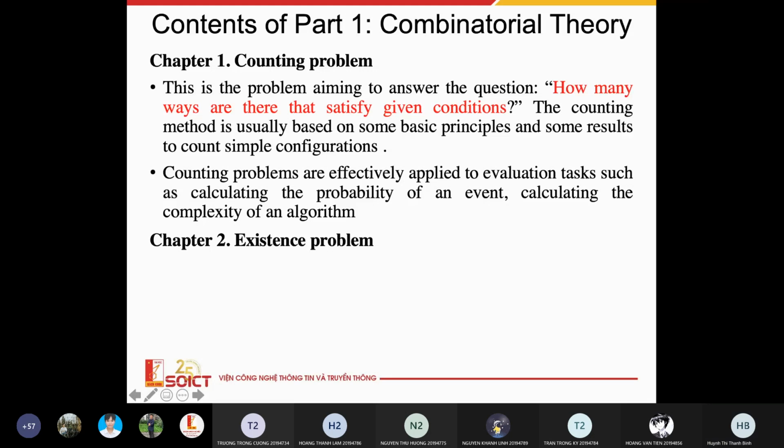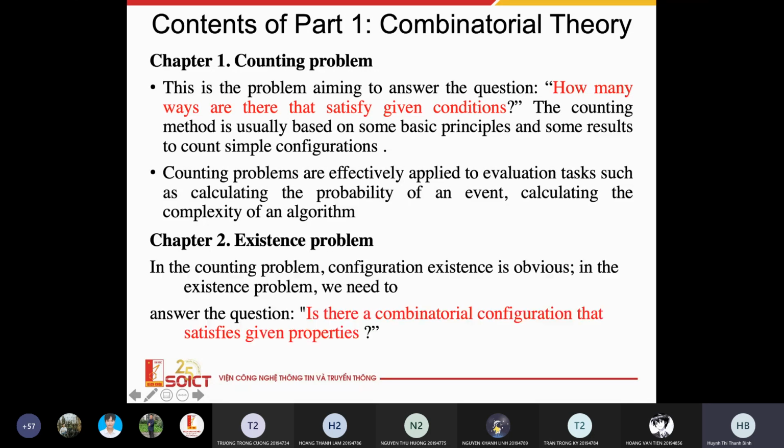And chapter 2, the existence problem. In the counting problem, the configuration's existence is obvious. But in the existence problem, we need to answer the question: is there a combinatorial configuration that satisfies a given property? So we can see the difference between the two red lines in this slide. That is the key point of difference between the counting problem and the existence problem.